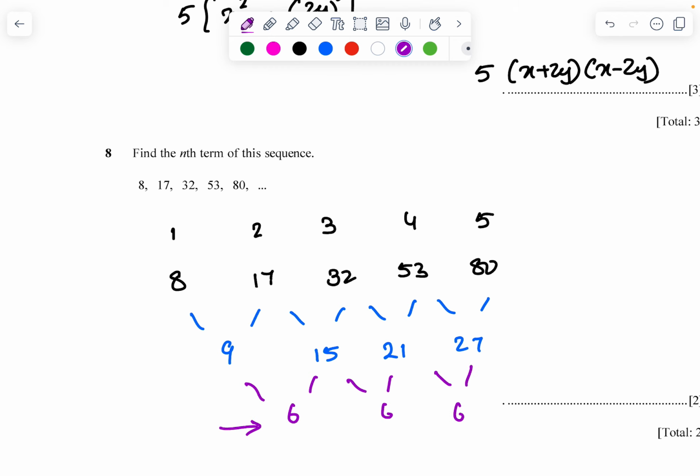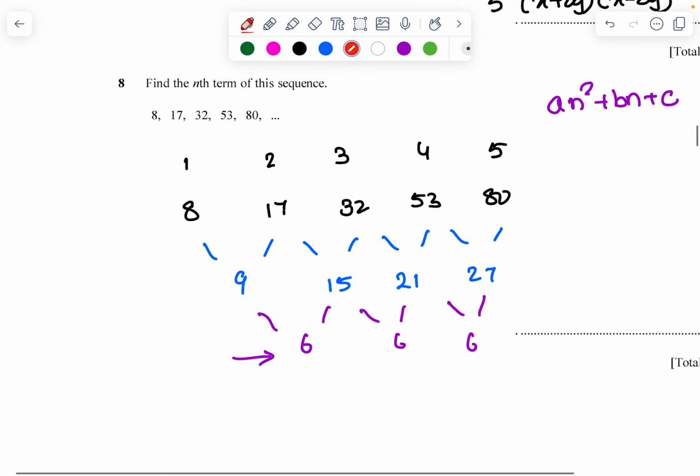So the second differences are the same. Therefore it will be in the form of an square plus bn plus c. So when n equals to 1, it is going to be 8. So a plus b plus c equals to nothing but what? 8. I got it out, a plus b plus c equals to 8.